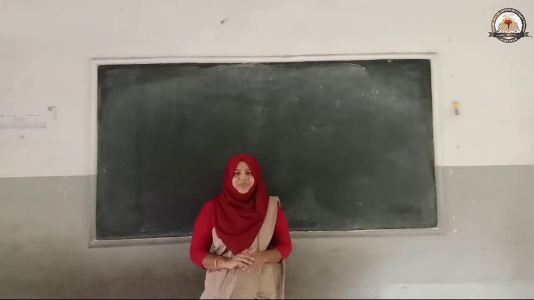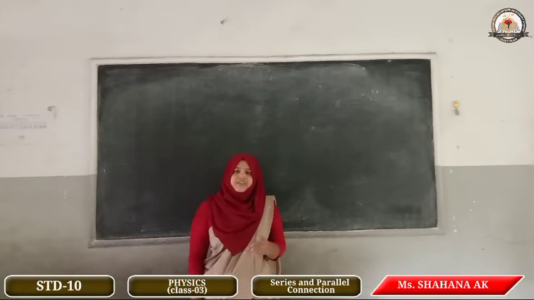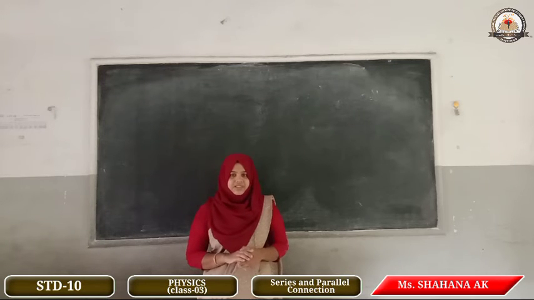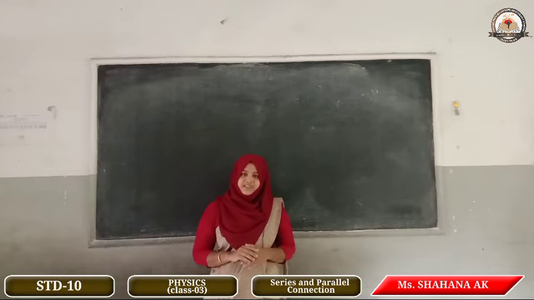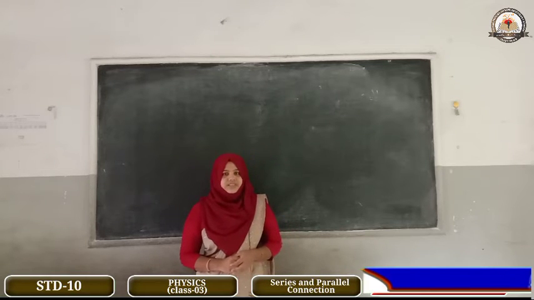Everyone, welcome to today's class. Today we are going to discuss arrangements of resistors in a circuit, how we are connecting resistors in a circuit. There are two methods to connect resistors in a circuit. First one, series combination of resistors, and the second method, parallel combination of resistors.